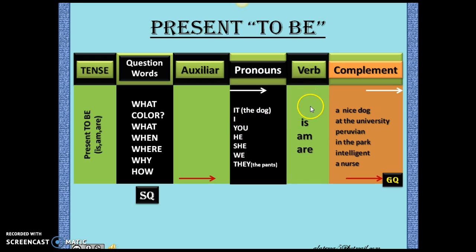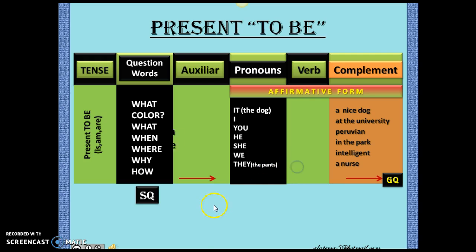Look, in this case, the verb to be is taking the position of a verb. So when you have the verb to be after the pronoun and before the complement, you are making an affirmative sentence. For example, it is a nice dog. I am Peruvian. You are in the park. And we can continue doing different verbs, but all of them are affirmative. Subject, verb, complement.